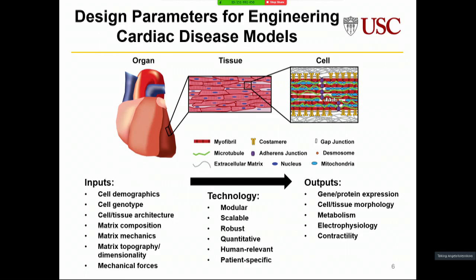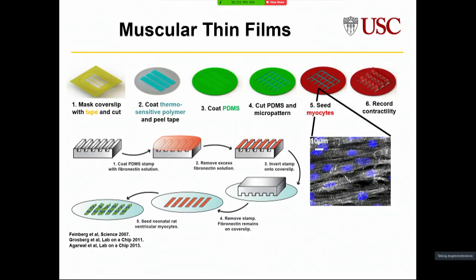And then from a practical perspective, we want our technologies to be modular, so we can pick and choose from this list what parameters are really important for us to control and measure in our specific question. We want them to be scalable, so they can ultimately be adapted for drug screening, for example. Of course, robust and quantitative, all these reproducibility issues that we've been discussing here. And then human relevance and patient specificity is another key feature for these systems.